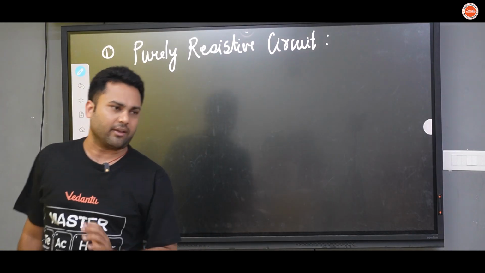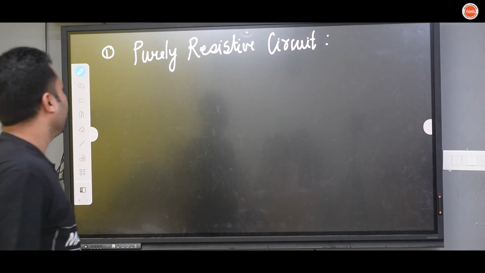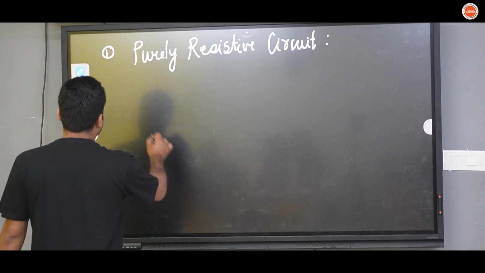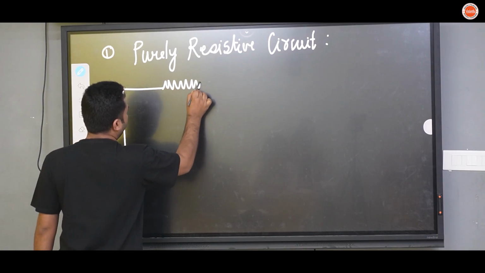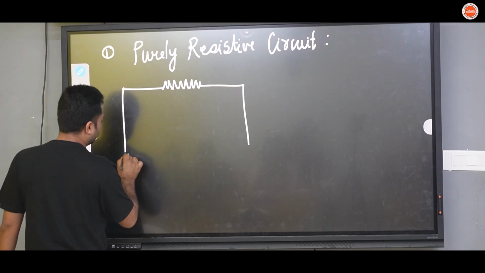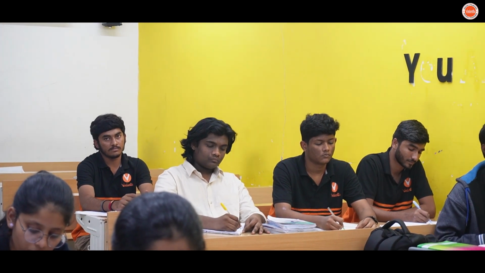Only resistor will be there. There will be no inductor. There will be no capacitor. Correct? So I can draw the circuit like this. Only resistor is there. There is no inductor, there is no capacitor, and there is an AC source. This is AC voltage. The voltage is V0 sin omega t, suppose. The resistance of this resistor is R.